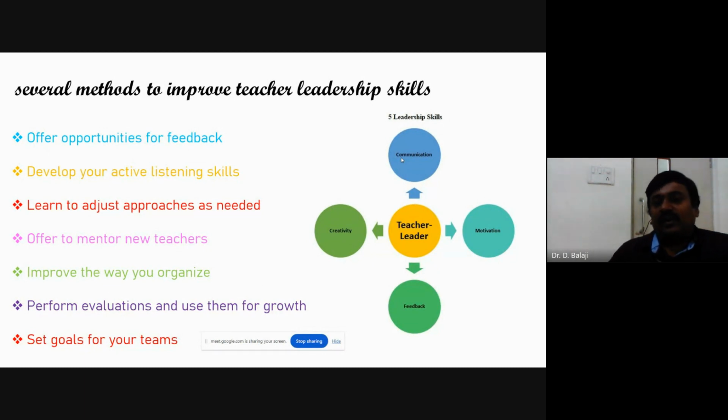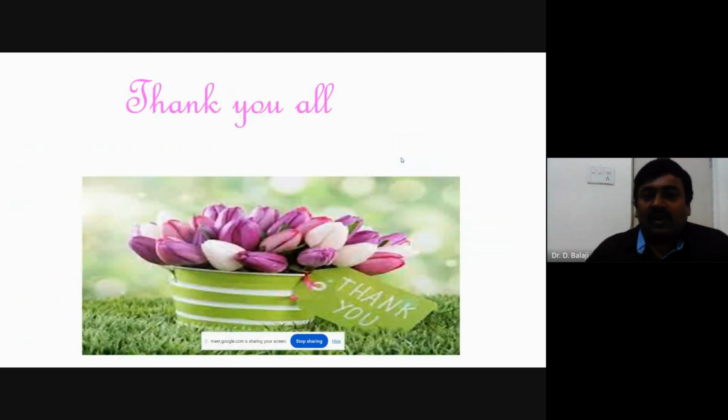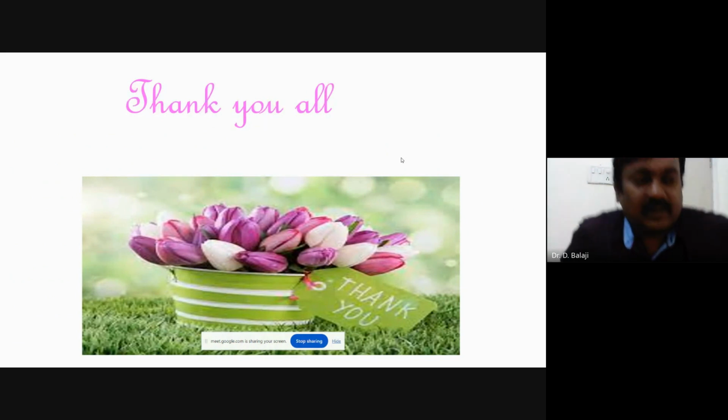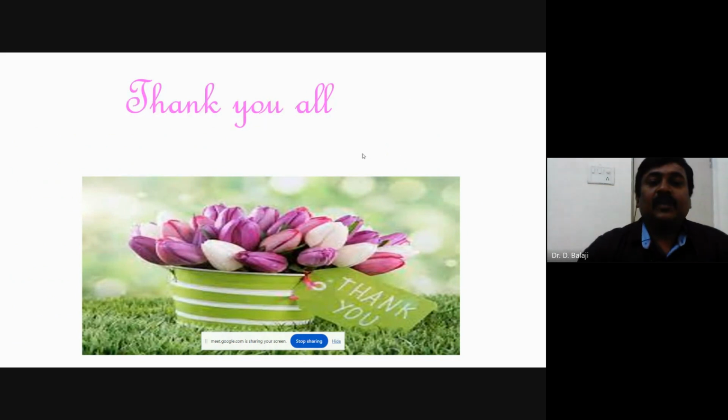Set goals for your teams, whether it is teachers or students, whosoever it may be. As a teacher leader, set goals for your teams. Once they achieve the goals, appreciate them. If they don't achieve the goals, tell them how to rectify the mistakes and lead them towards success. So thank you all. These are the qualities of a teacher leader who should lead a successful life in the schools.